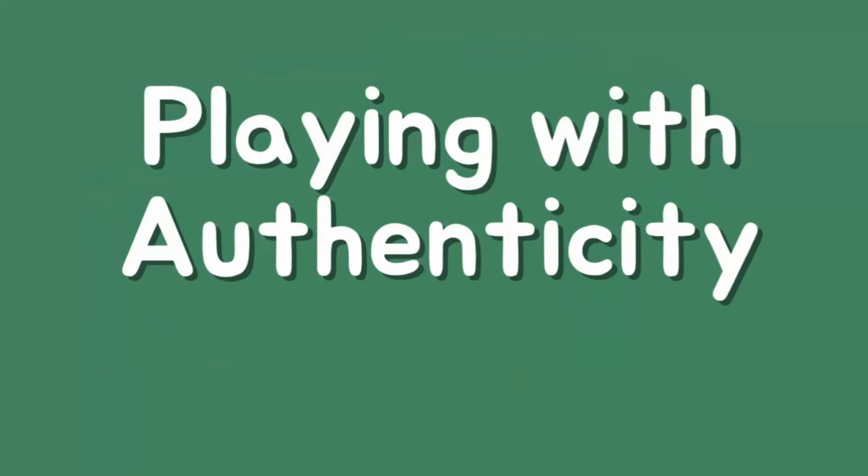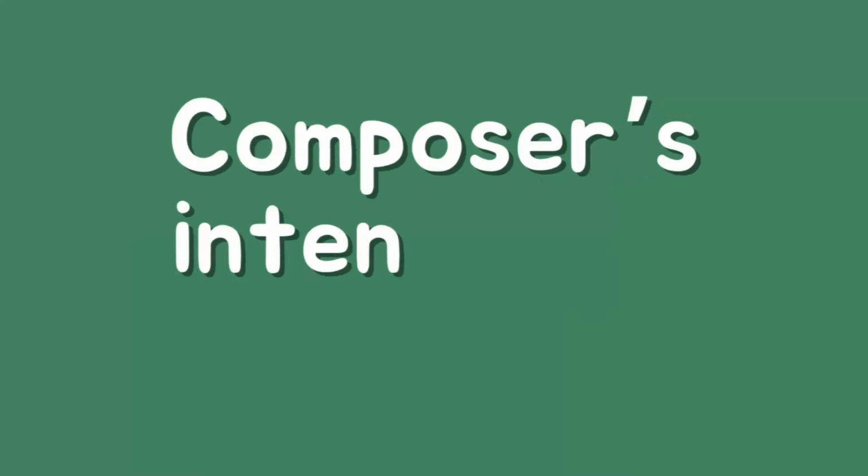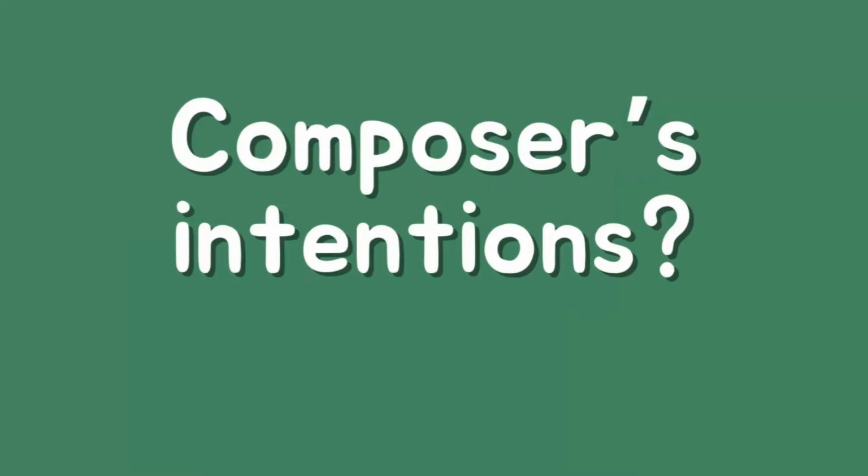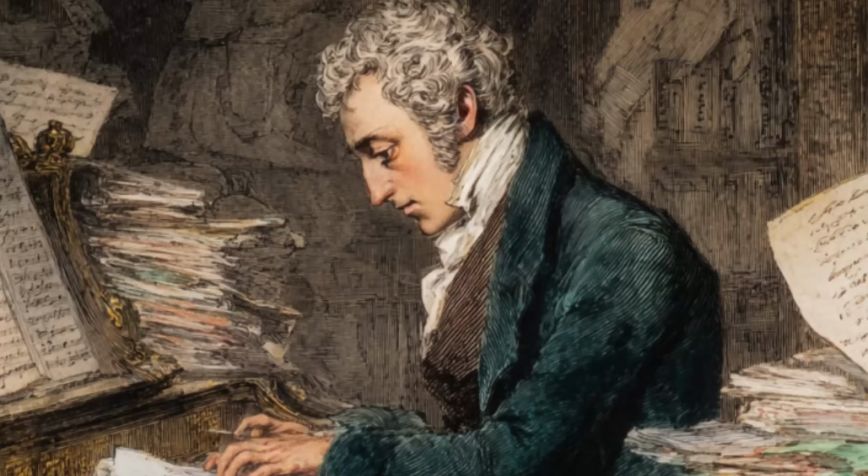In classical music, we often talk about playing with authenticity, as if the composer's intentions are something stable and accessible, written clearly in the score. But when it comes to Chopin, that assumption breaks down almost immediately.